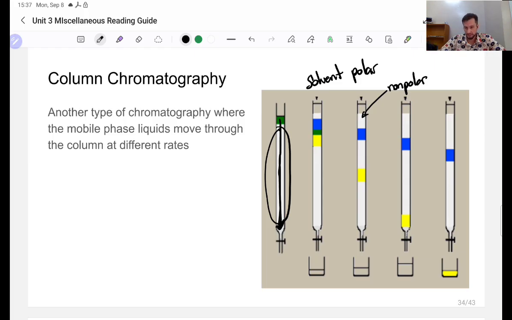Okay, hopefully you have an answer and you paused and you thought about it. So if the gel, the stationary phase, is nonpolar and the solvent being poured in is polar, then that tells us that the yellow ink is more polar than the blue, which is less polar here.